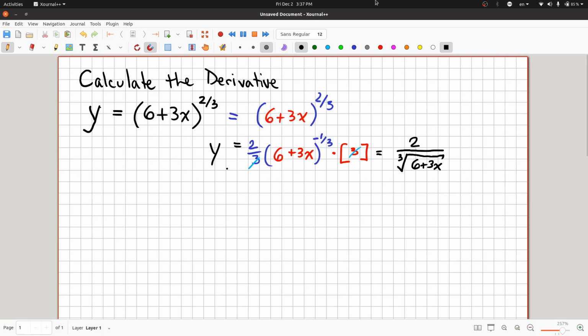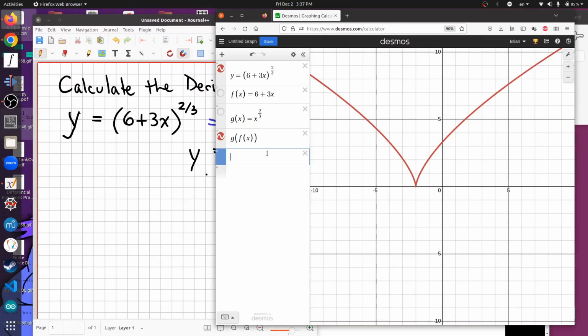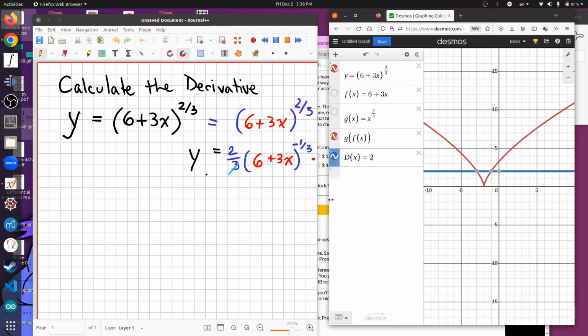Let's check it out and make sure that it makes sense to us when we graph it. So that derivative is, I'll give it another name, maybe I'll call it capital D of x. And we will let that be what we just found, which was 2 divided by the cube root, or quantity 2, the 1/3 power, 6 plus 3x. And we're raising that to the 1/3.